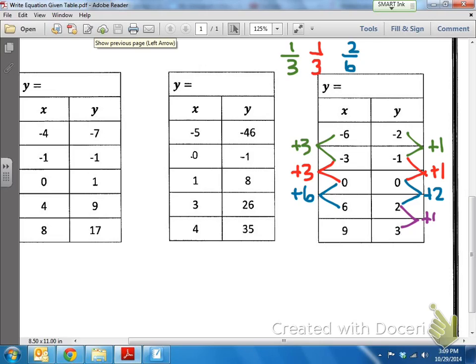And then from 2 to 3, it's add 1. From 6 to 9, it's plus 3. So the only fraction that's different is 2 over 6. But can I reduce 2 over 6? Yes, I can, to 1 over 3, which means that's my slope.